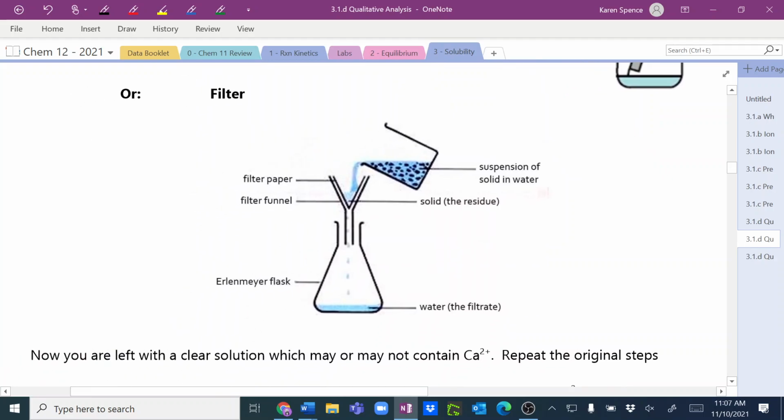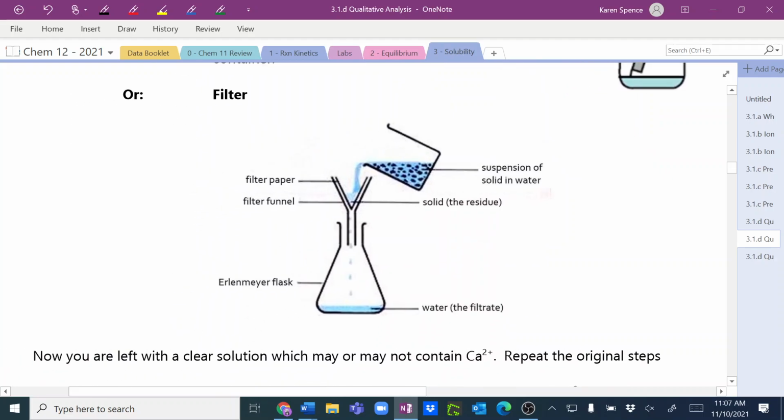How many people have filtered something in the past? Most of you have, right? Whether in chemistry class or just in your normal life. Even if you make coffee, you're filtering something. All that lovely coffee taste comes through and you don't have all those grounds.